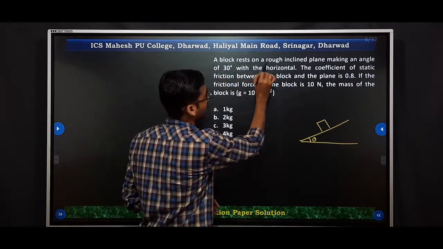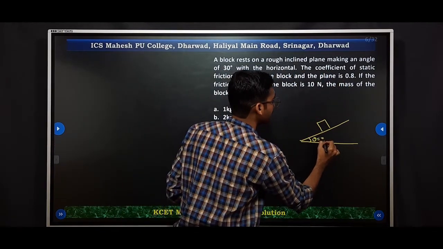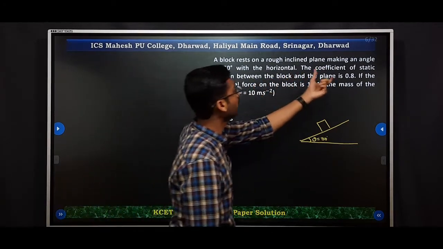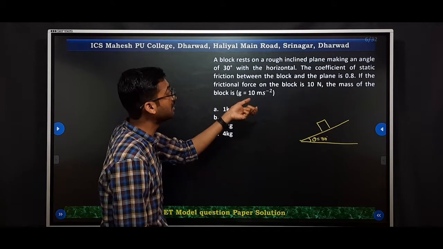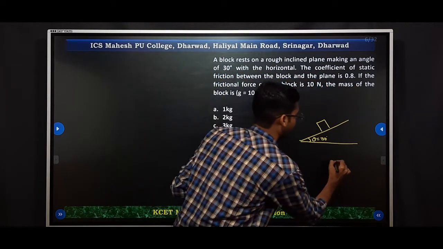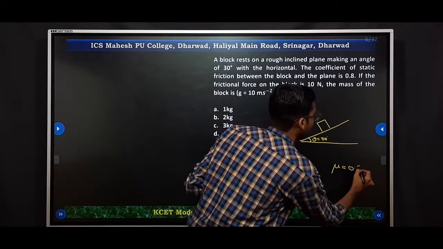A block rests on a rough inclined plane, making an angle of 30 degree with the horizontal. The coefficient of static friction between the block and the plane is 0.8. Therefore, they have given the mu value, that is 0.8.